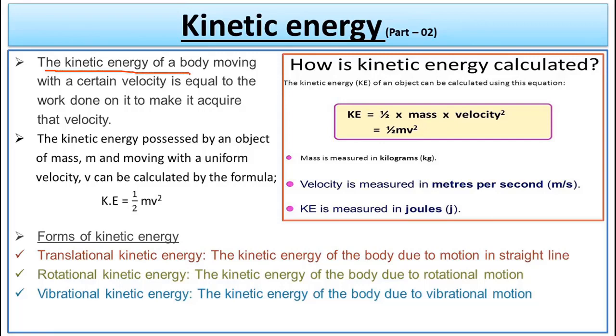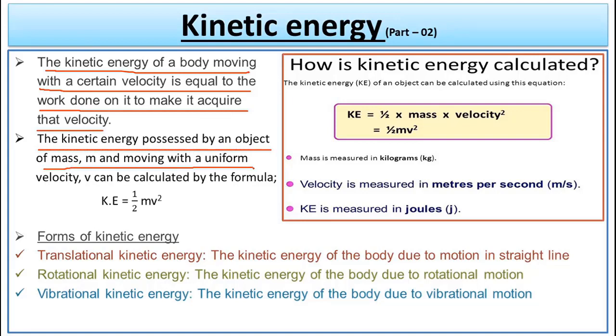The kinetic energy of a moving body with a certain velocity is equal to the work done on it to make it acquire that velocity. The kinetic energy possessed by any object of mass m and moving with a velocity v can be calculated with the formula half mv square. Now you can see some of the forms of kinetic energy.